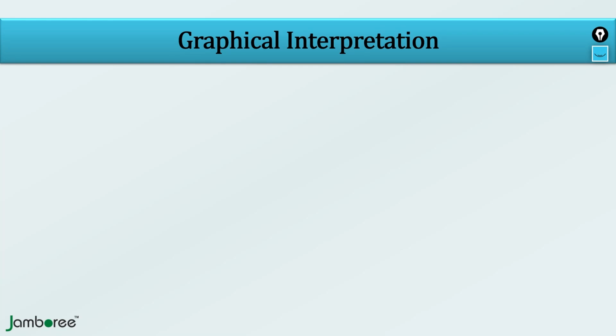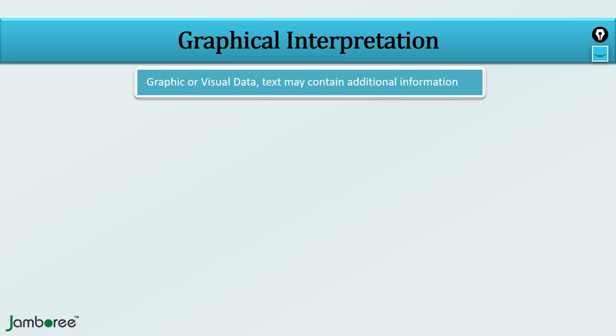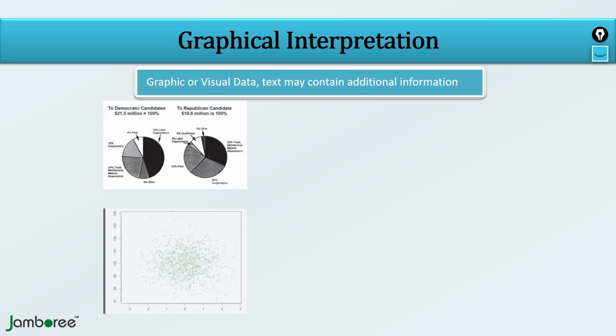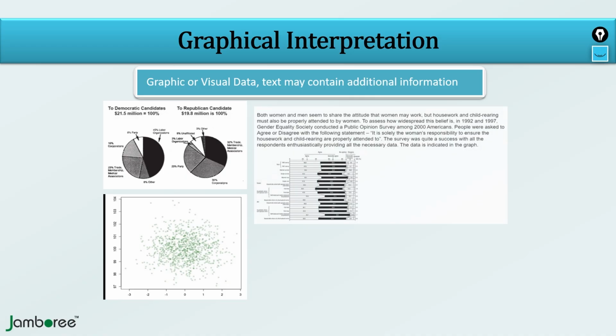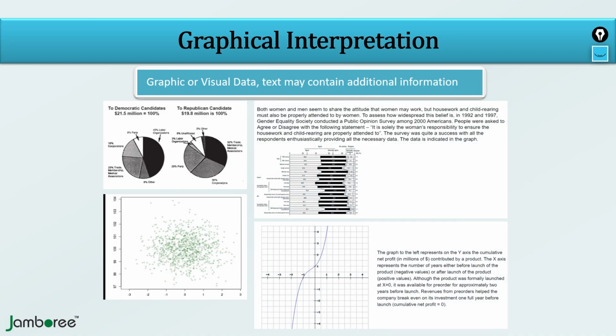Graphical interpretation. So what are graphical interpretation questions? In this type of questions, as the name suggests, we will come across different types of graph or visual data. The visual data might be pie chart, scatter plot, histogram, bar graph, line graph, organizational chart, bubble graph, and so on. One important aspect of graphical interpretation questions is that some of them may have an accompanying text or paragraph.